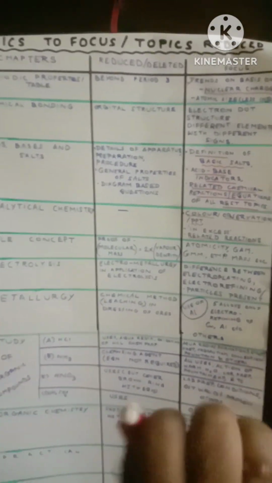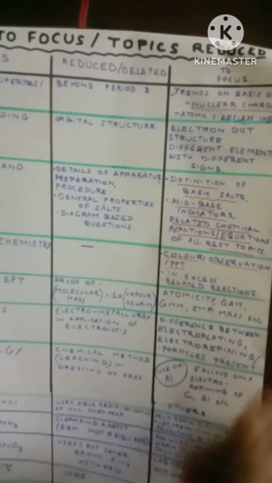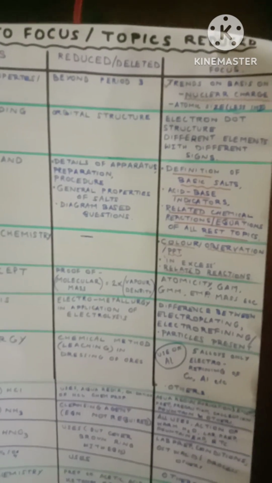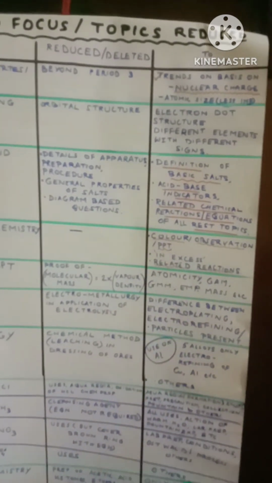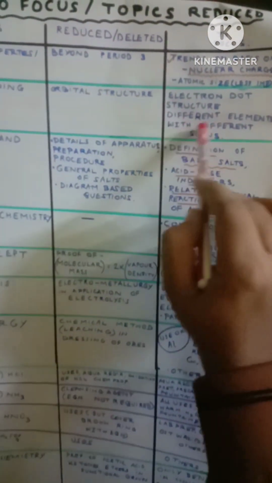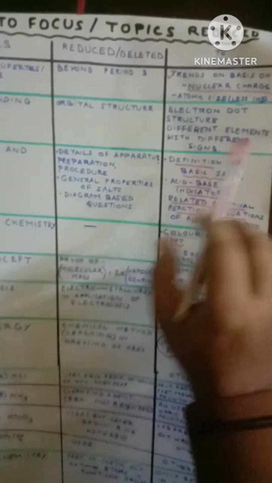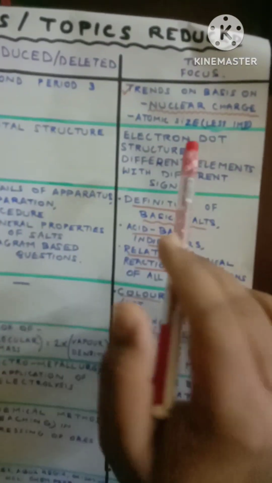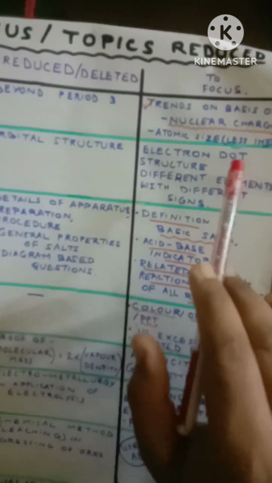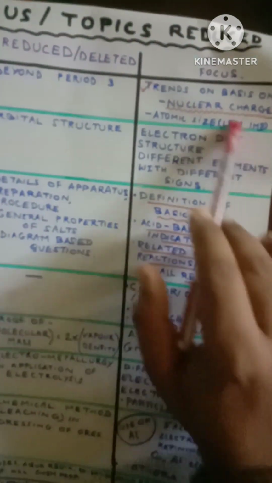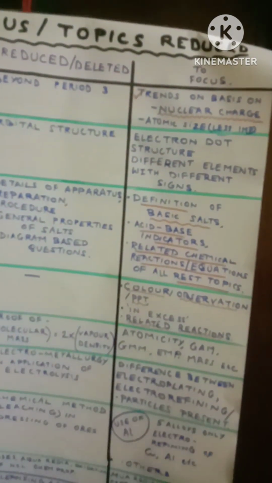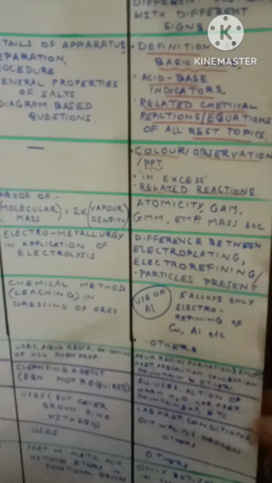Now a question may come regarding bonding, what to do. Leaving the orbital structure, that means the nucleus, then all the shells, you should focus on the entire chapter, while these are the topics: electron dot structure of different elements with different signs, that means the ionic and the covalent compounds, the formation. This is the most important thing where you should focus, because there is a chance that you will get questions from this part, because these things, whatever you see in this column, are frequently asked by the board.